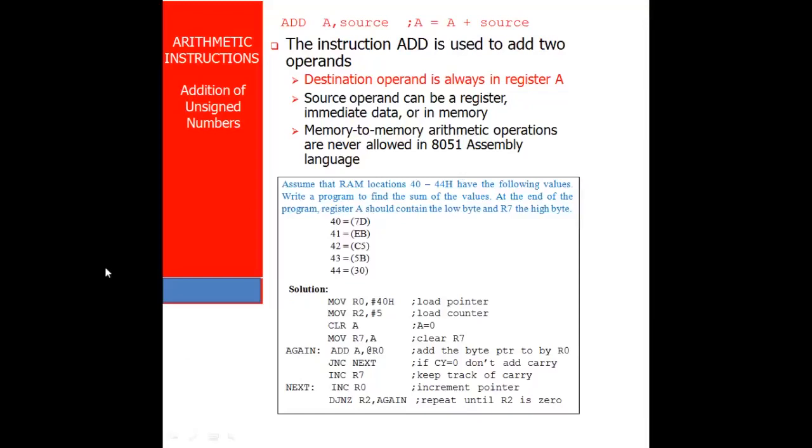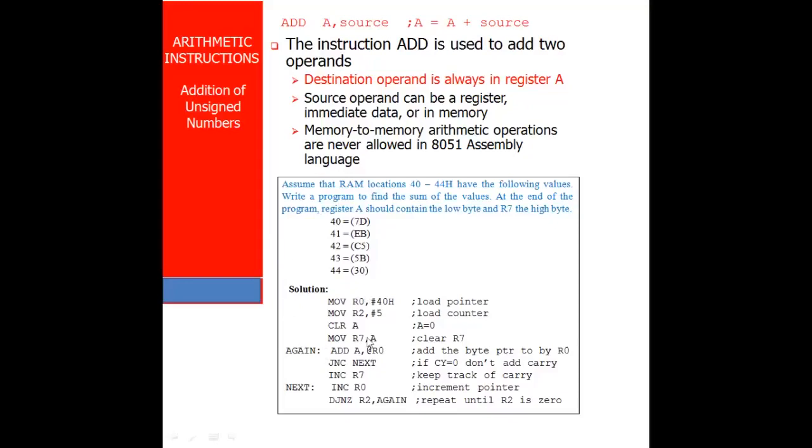The RAM locations 40 to 44 hex, these 5 consecutive locations, are loaded with different values. Write a program to find the sum of the values. At the end of the program, register A should contain the low byte and R7 will contain the high byte. These 5 consecutive locations will be accessed by the programmer. Therefore, we shall choose a particular register which will indicate the particular memory location. After that, we shall increase the number by 1, then it will point to the next memory locations one by one.